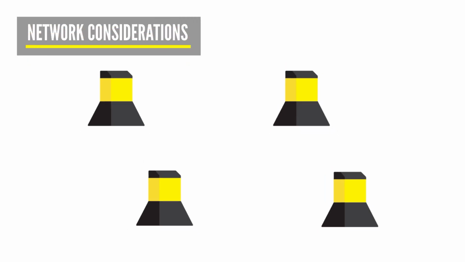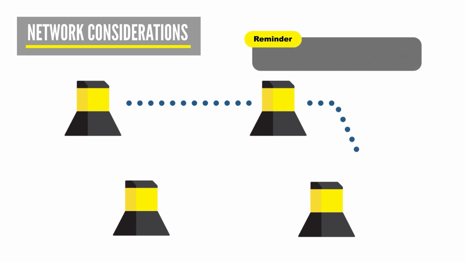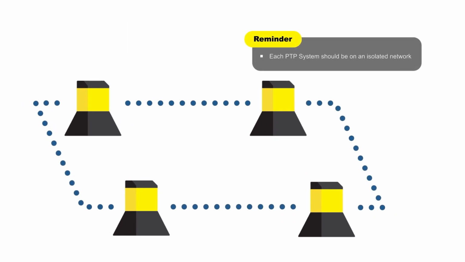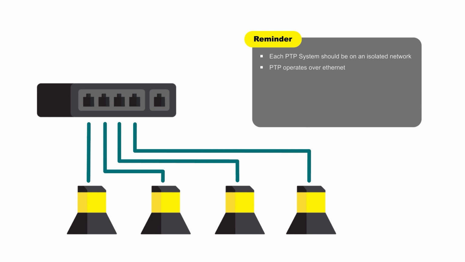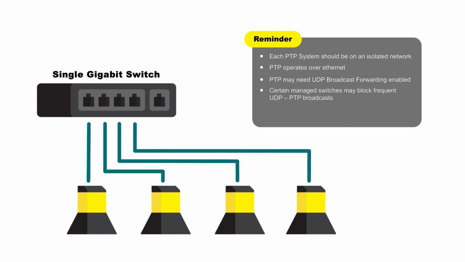Network configurations must also be taken into consideration when using PTP. Each PTP system should be on an isolated network. PTP operates over Ethernet. In an ideal network topology, a single gigabit Ethernet switch connects all readers. PTP may need UDP broadcast forwarding enabled, and certain managed switches may block frequent UDP to PTP broadcasts. Adding switches to the network increases latency with each hop and should be avoided.